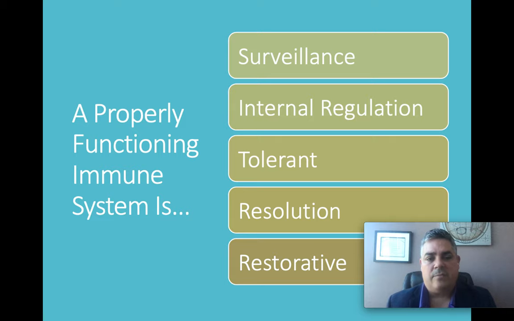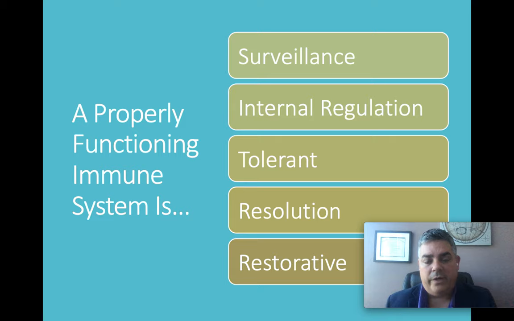So what are some of the aspects of a properly functioning immune system? Well, it needs to surveil the landscape and understand what's a threat and what's not a threat. It needs to be internally regulated so that once the inflammatory response is ignited, it doesn't run out of control. So there has to be compensatory mechanisms and countermeasures to ensure that it's regulated. In addition to that, we want it to be tolerant to our own tissues and cells, as well as to foreign antigens that are not a threat.